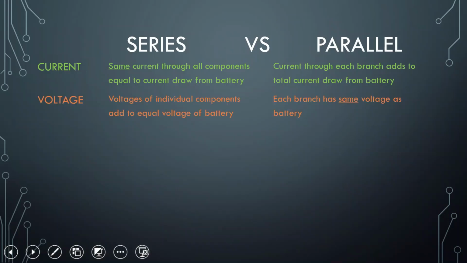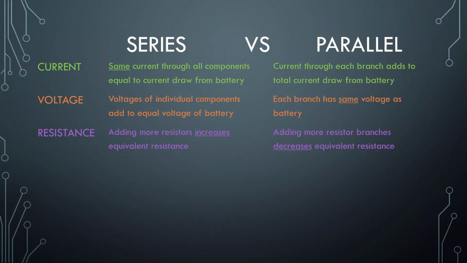The voltage in series of each individual component has to add up to equal the voltage of the battery. Sometimes we call this a resistor voltage divider because you take the voltage of the battery and you divide that voltage up amongst the components. So therefore, the more components you add, the smaller and smaller the voltage each component has, because the total voltage has to remain the same as the voltage of the battery. In parallel, as long as each branch has only one component, each branch is going to have the same voltage as the battery.